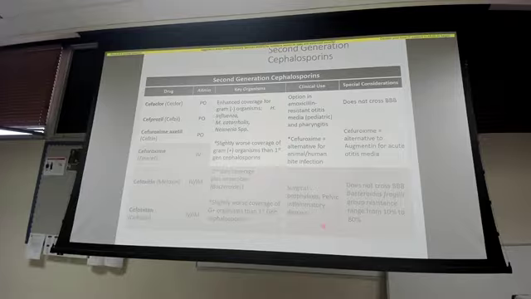Sometimes when you talk about your PID, it could be secondary to gonorrhea, trichomonas, things like that. So you will see this being used sometimes in those situations, but not super often.